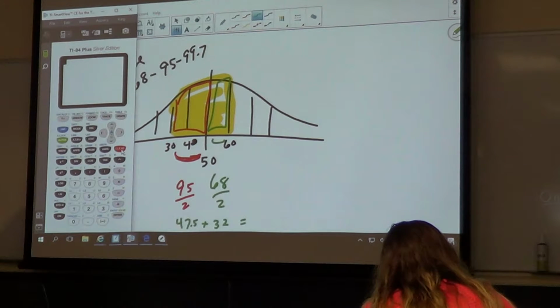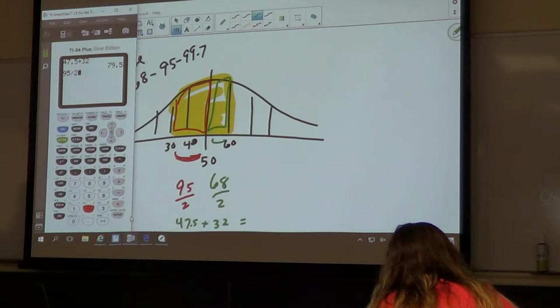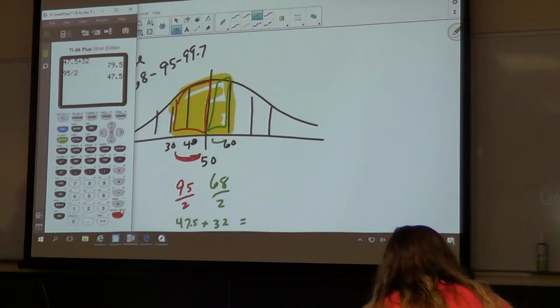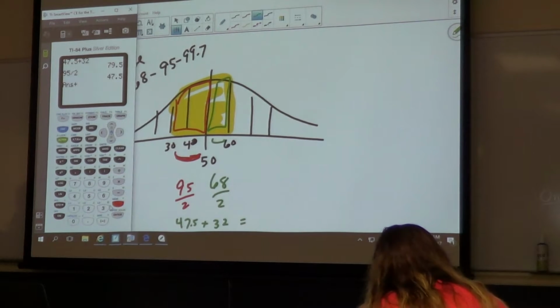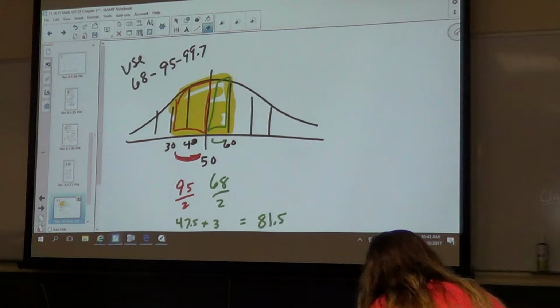So if I go to my calculator and add 47.5 plus 34, what's a 95 cut in half? It's 47.5. That's not a 32, that's a 34. I'm like, that answer doesn't look right. It's an 81.5. Are y'all with me?